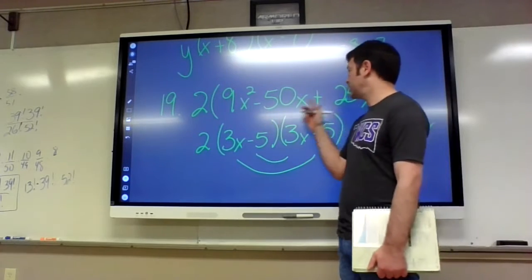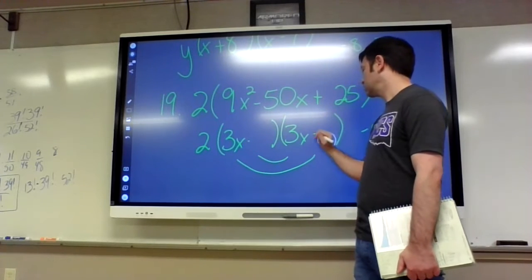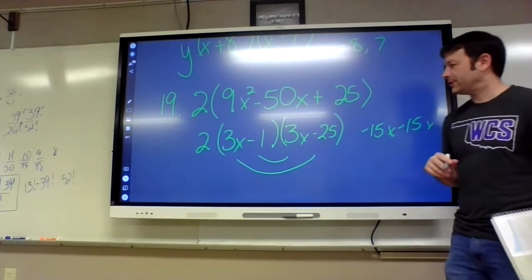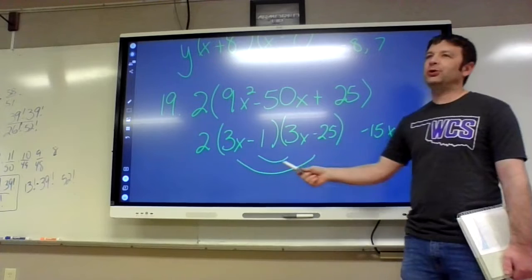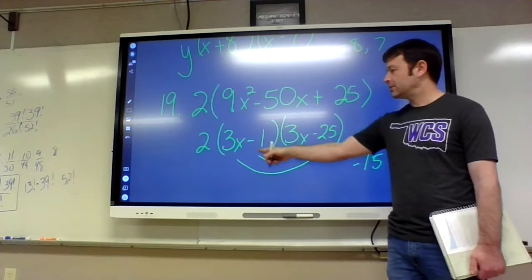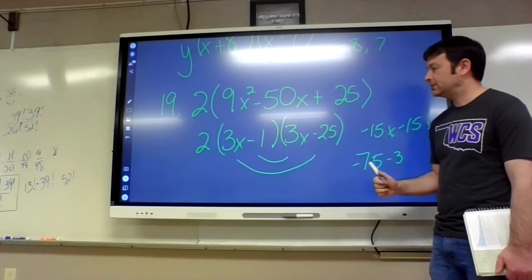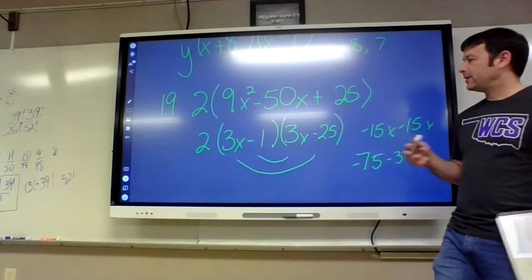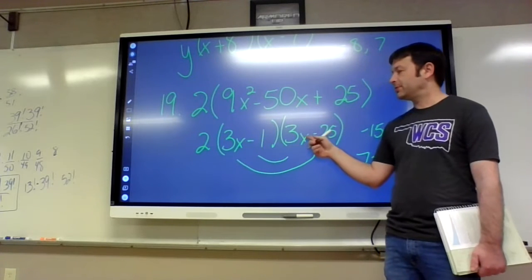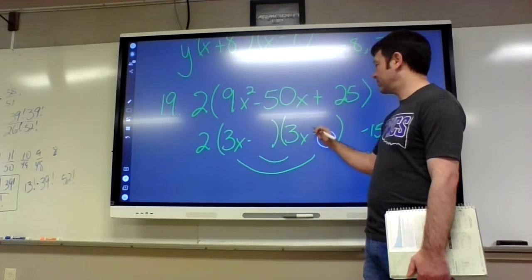Okay, let's try 1 and 25. The only other thing that goes to 25 is 1 and 25. Now what's the outside? Negative 75, and negative 3. And that's definitely not negative 50. Switching the 1 and 25 isn't going to help because there's still a 3x on both of them. Yeah, 3x and 3x did not work for us.